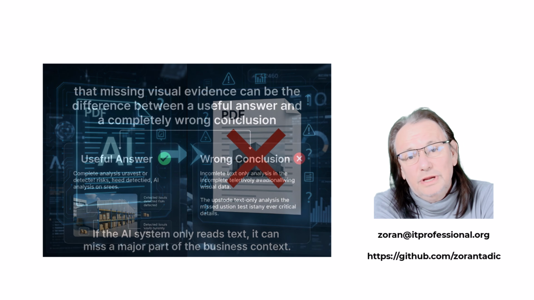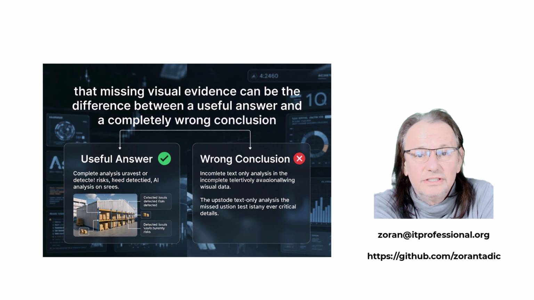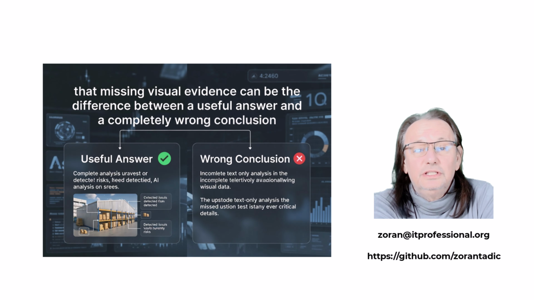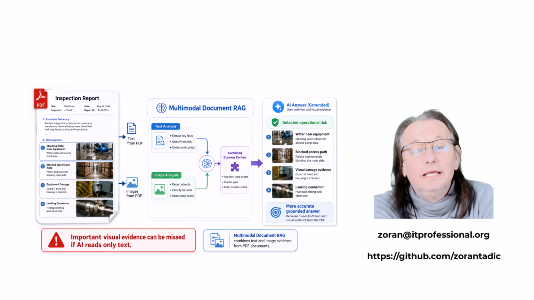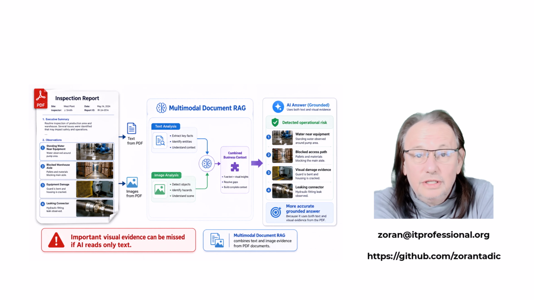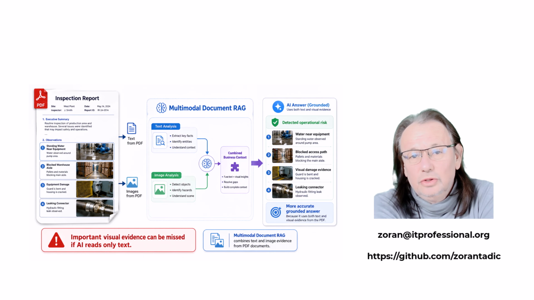And in many business situations, that missing visual evidence can be the difference between a useful answer and a completely wrong conclusion. That is why, in this video, I am adding the missing link from the previous parts of the series, multimodal document RAG. The goal is to show how an AI system can use not only text from PDF documents, but also images inside those documents.